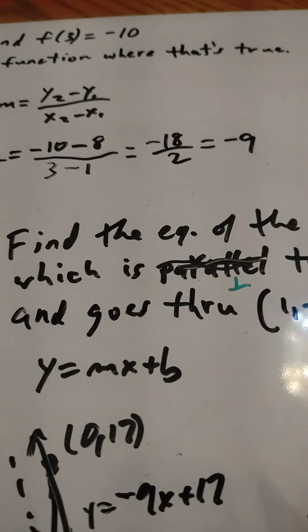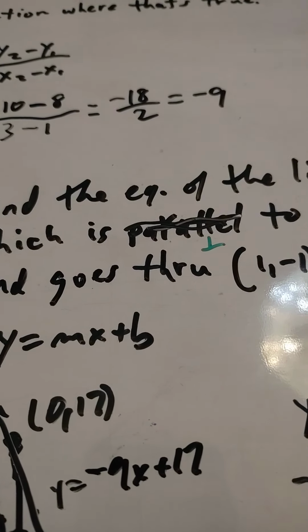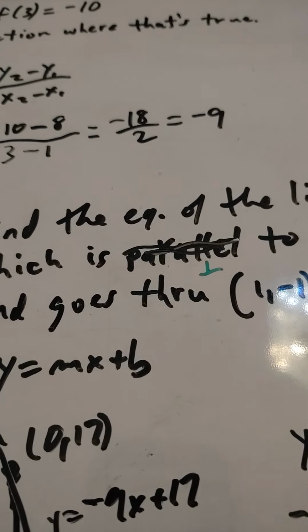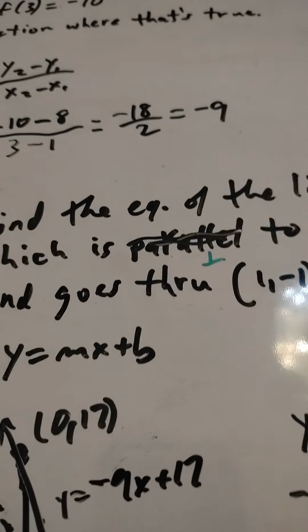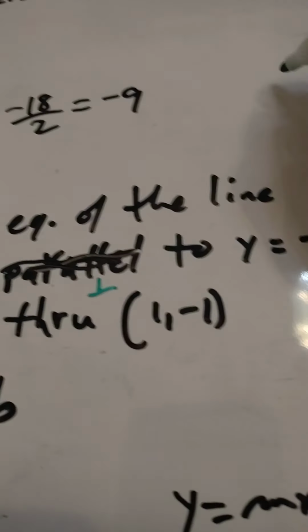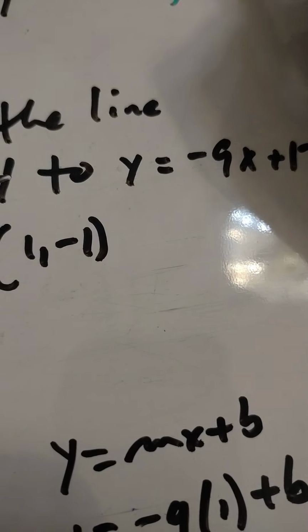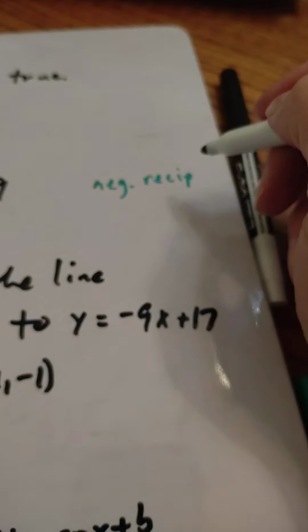So here's a good thing to know. If two lines are perpendicular to each other, that means they cross or intersect at a 90-degree angle, a right angle. And this will always be true about their slopes. Their slopes will be negative reciprocals of each other. Just make sure we know what that means.